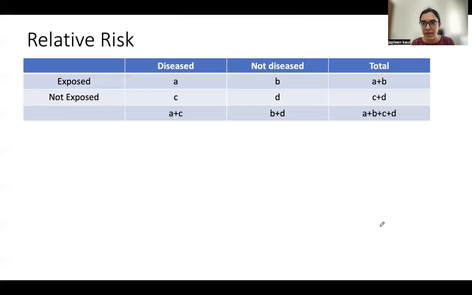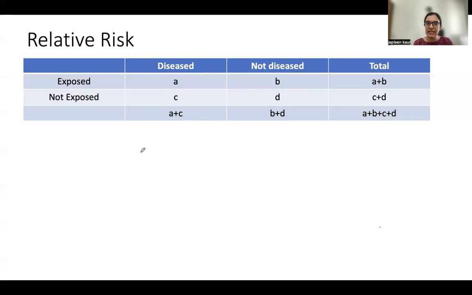And what is the measure of association that we get from a cohort study? That is the relative risk. So this is an important thing, how to make a 2x2 table. This is a 2x2 table, diseased and not diseased in the columns, exposed and not exposed in the rows. A is all those who were exposed and got the disease. All those exposed but did not get the disease is B. All those not exposed and yet got the disease is C. All those not exposed and did not get the disease is D.